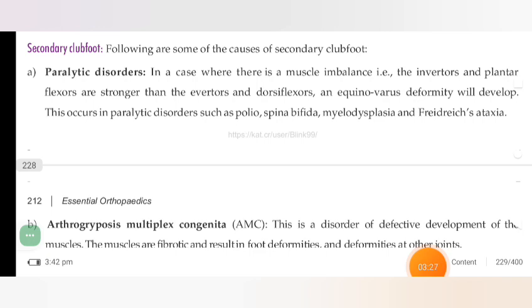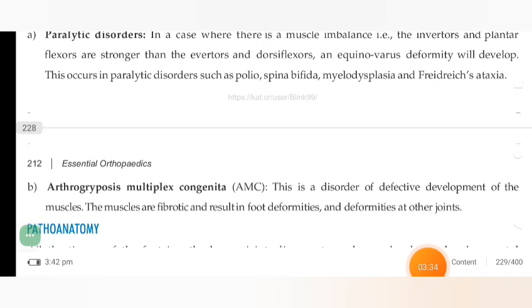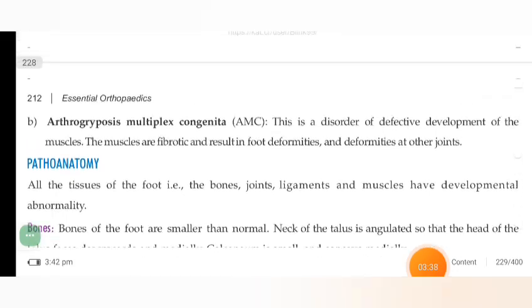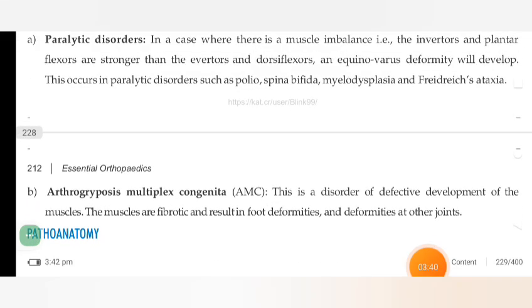This occurs in paralytic disorders such as polio, spina bifida, myelodysplasia and Friedreich's ataxia. Arthrogryposis multiplex congenita is a disorder of defective development of the muscles. The muscles are fibrotic and result in foot deformities and deformities at other joints.